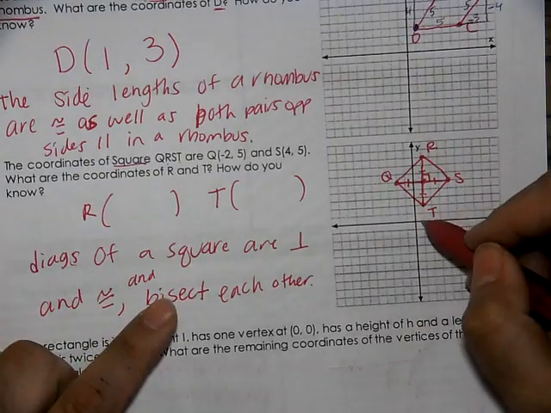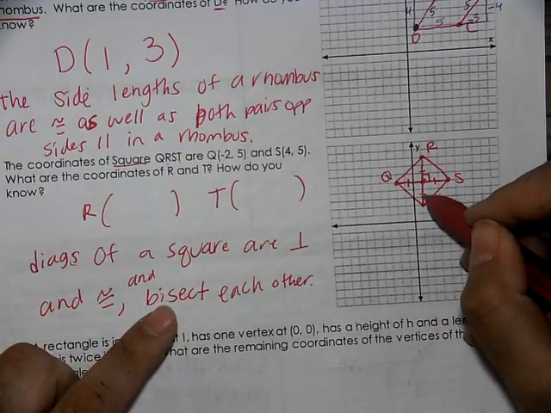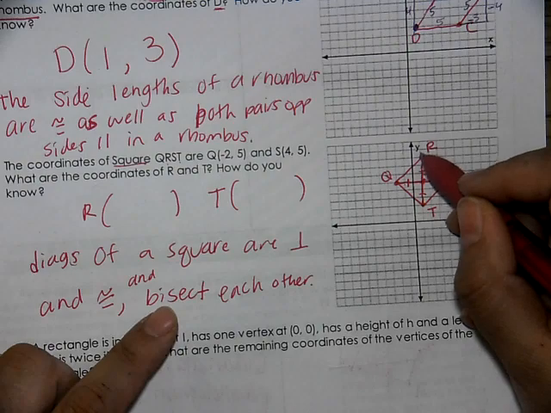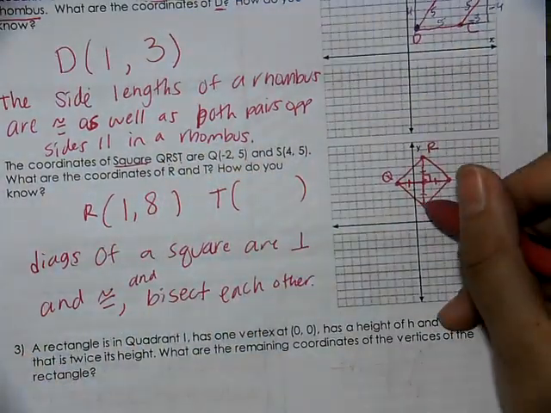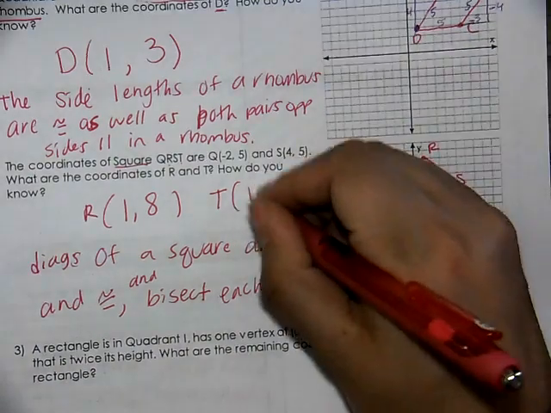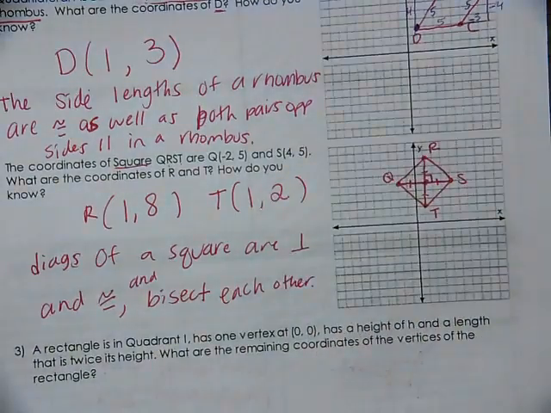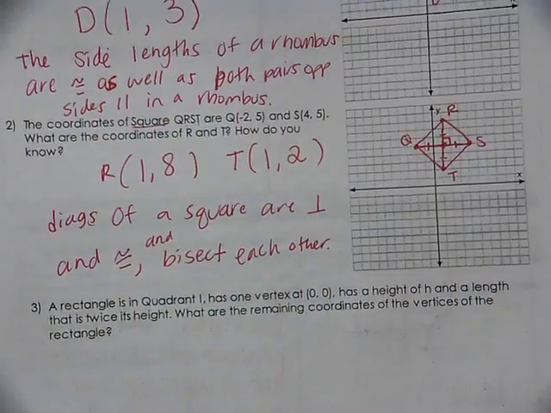And so R is sitting at 1, 8, right? And T is sitting at 1, 2. All right, and we just found our 2 points.